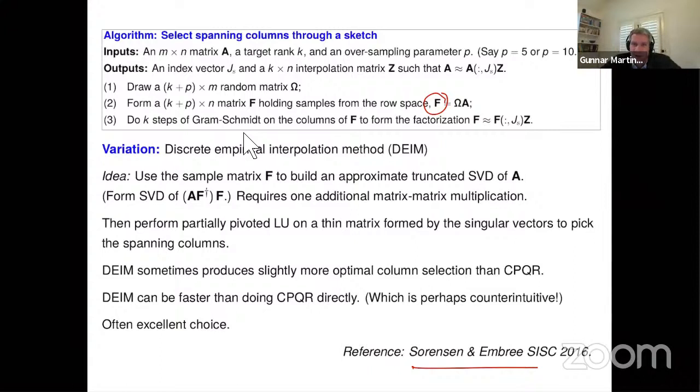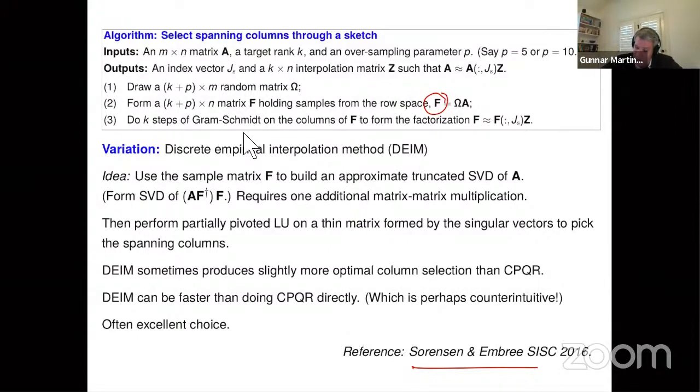And the output of that process is a set of k vectors that form approximations to the top k right singular vectors of A. And then we can apply this DIME technique where we basically pick the dominant modes by looking at the singular vectors. And in the language of numerical linear algebra, that's partially pivoted LU decomposition, which is very fast. It's faster than column pivoted QR. It's much more communication efficient.